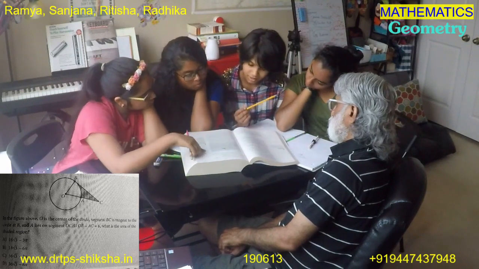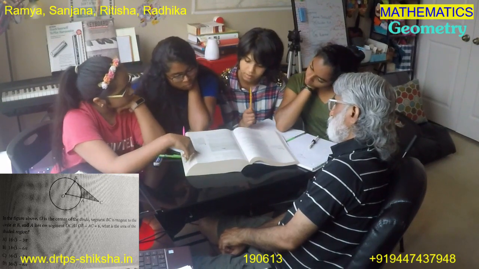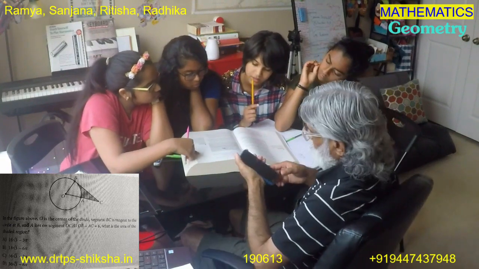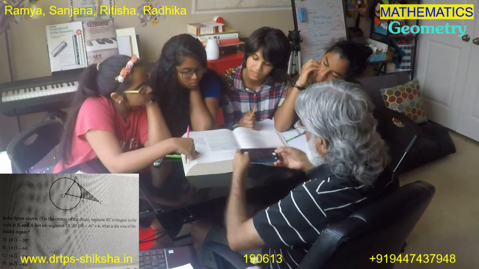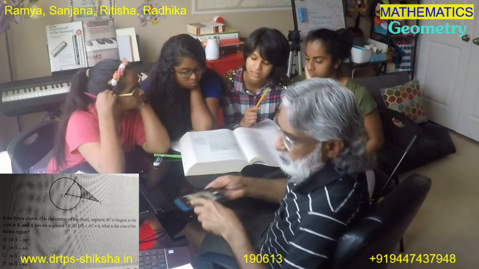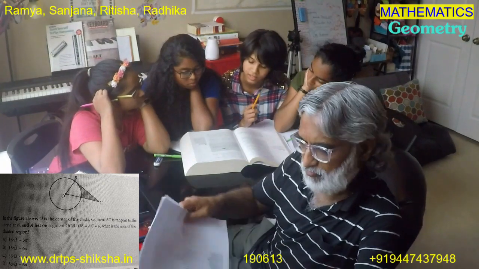O is the center of the circle. Segment BC is tangent to the circle at B. A lies on the segment OC. If OB equals AC equals 6, what is the area of the shaded region?